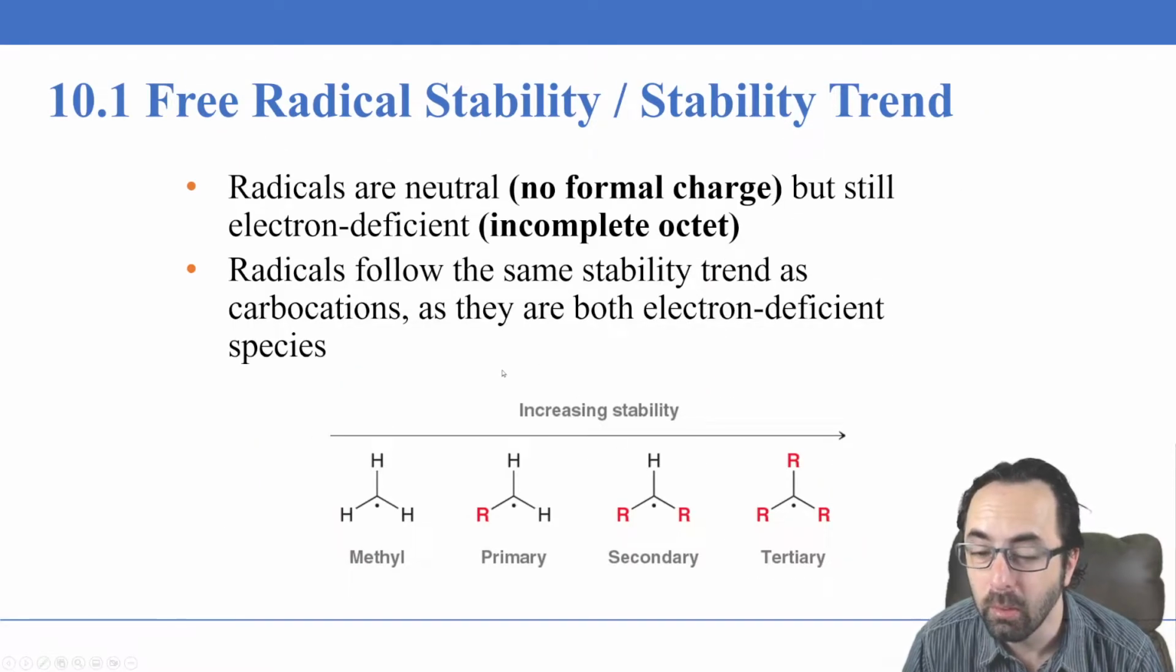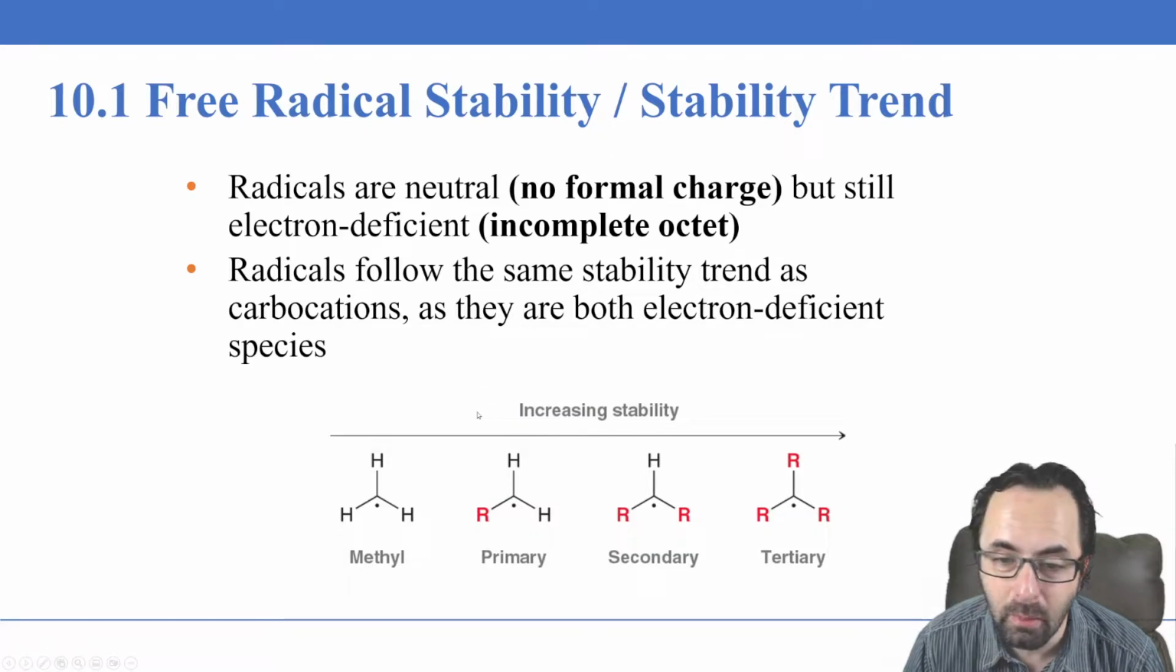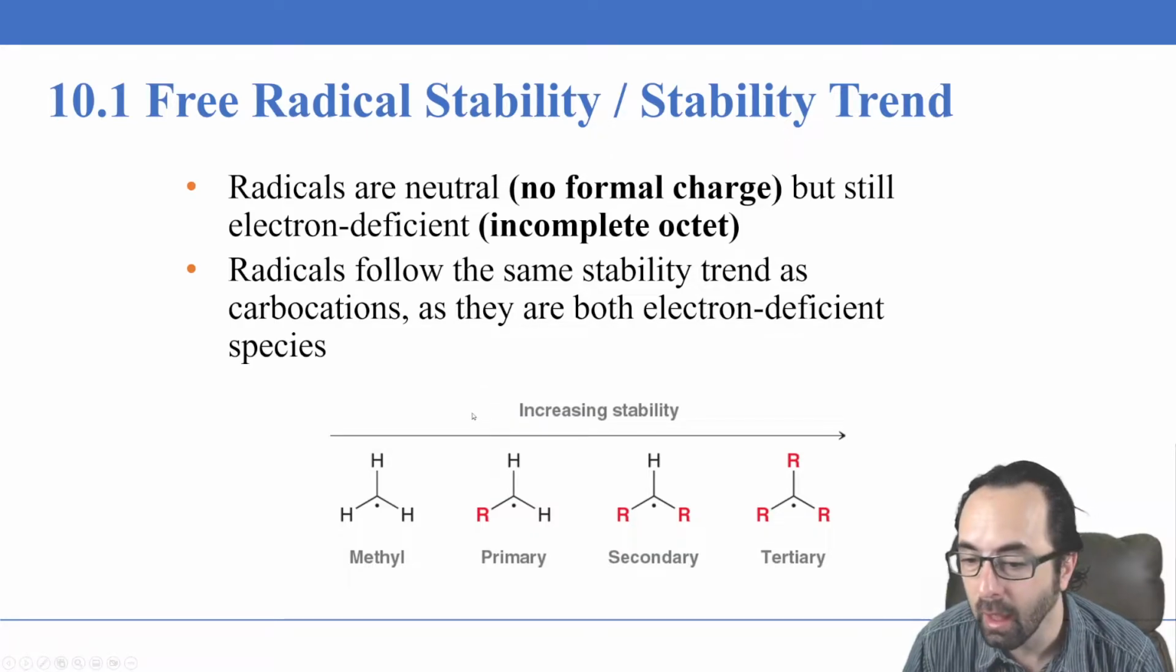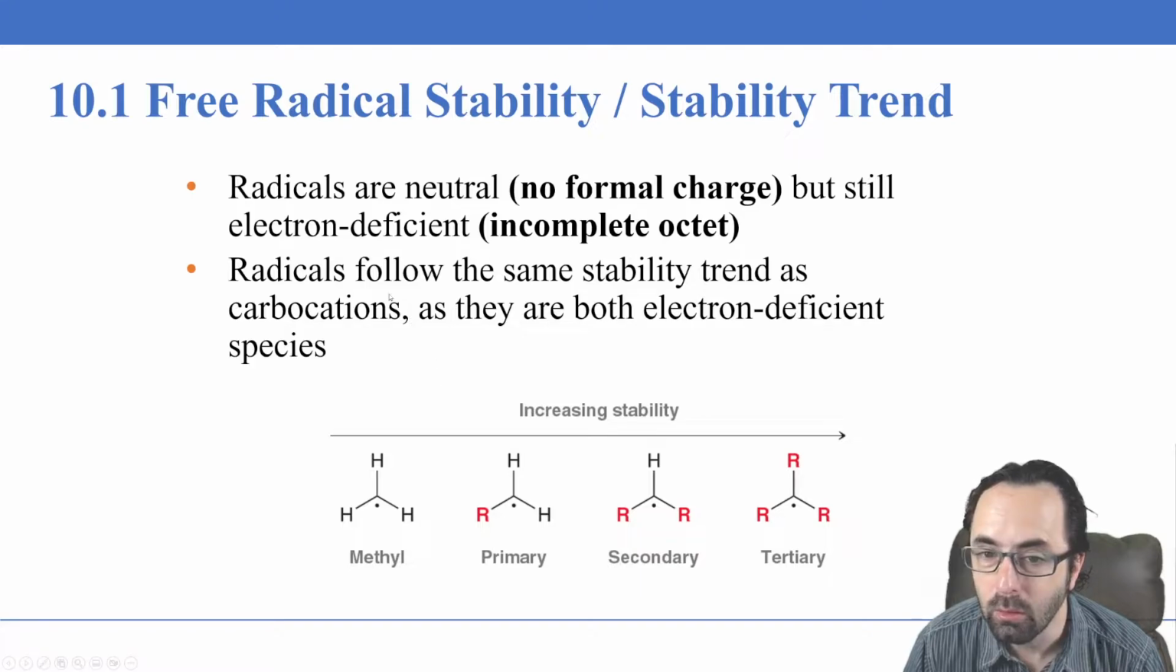When it comes to the stability of radicals, it's a similar situation to carbocations. Radicals have no formal charge, but they are still missing an electron, because the carbon atom does not have an octet. It only has 7 electrons around it, or whatever atom; usually we're talking about carbon. So here, this carbon atom has 3 bonds, each with 2 electrons, so that's 6, plus 1 unpaired radical electron, for a total of 7 electrons.